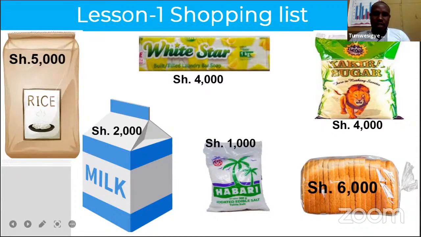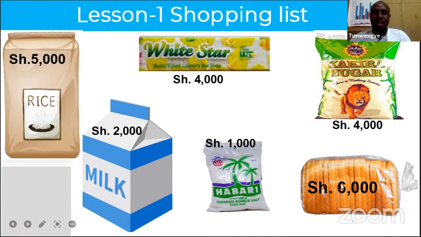Let's move on now. When you look at our list here, we have rice at 5,000. We have milk at 2,000. We have bar soap at 4,000. We have salt at 1,000. We have bread at 6,000. We have sugar at 4,000.